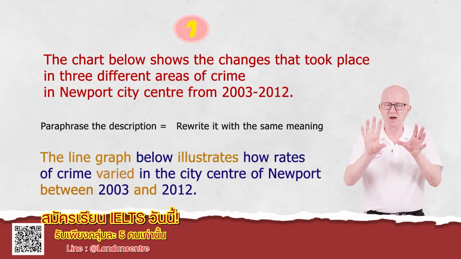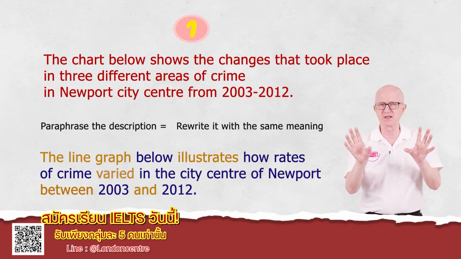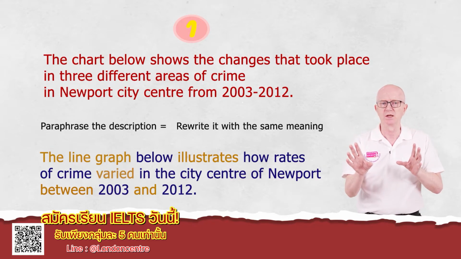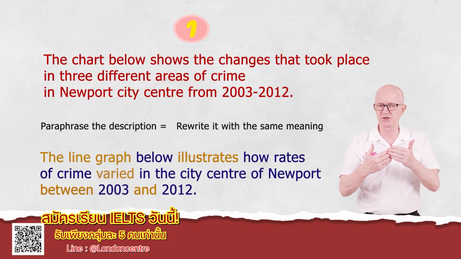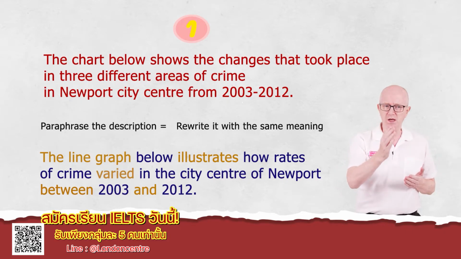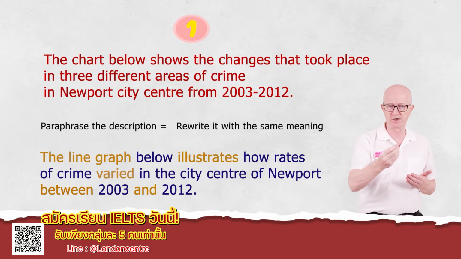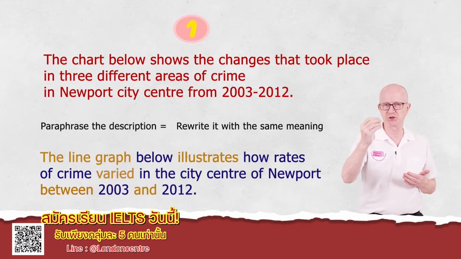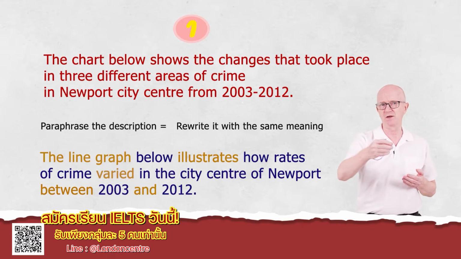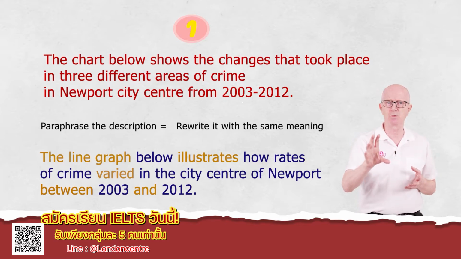I've changed the context of my sentence a little bit because I don't want to repeat the question, so I've put the line graph below illustrates how rates of crime, and then I've put in varied. Okay, I've replaced changes in the question and I've used varied. It's a synonym, it's a similar meaning word, it gives us the same meaning.